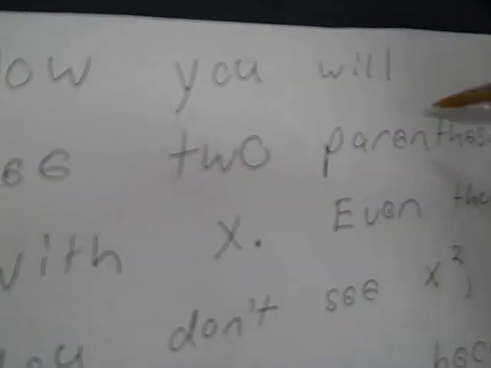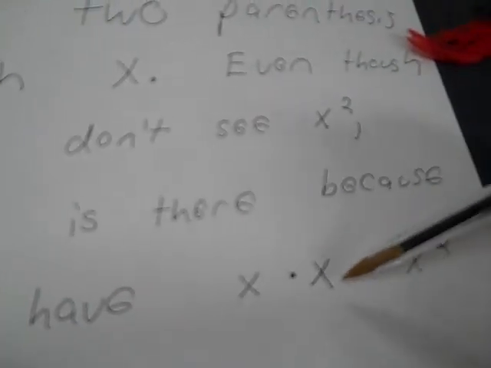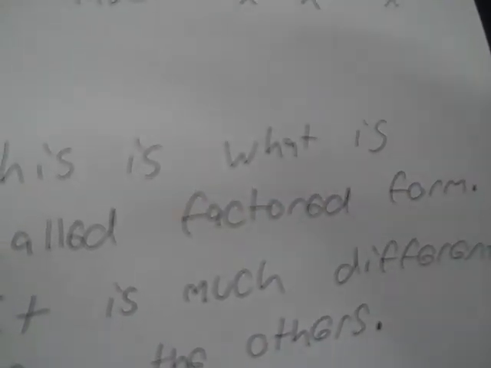Okay, next assignment. Now you will see two parentheses that have x inside of them, two parentheses with x inside. Even though you don't see x to the second power, it is there because we have x times x. That's x to the second. This is what's known as factored form, and it's much different than the others.